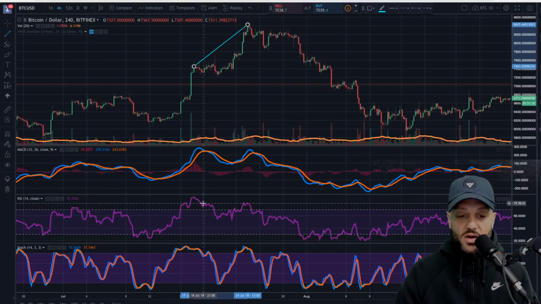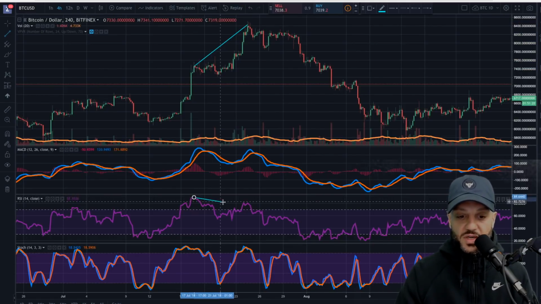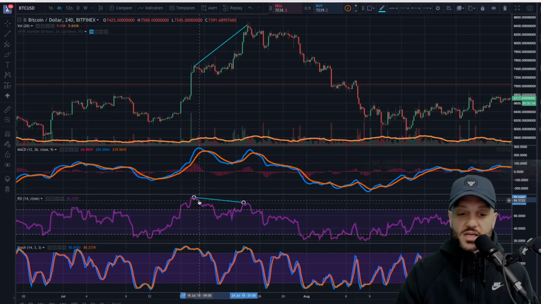Now, if you look at the RSI, you'll see that the RSI were at an overbought level, right? And for the same period, we actually made a lower high. So this is divergence. The price made a higher high, the RSI made a lower high.